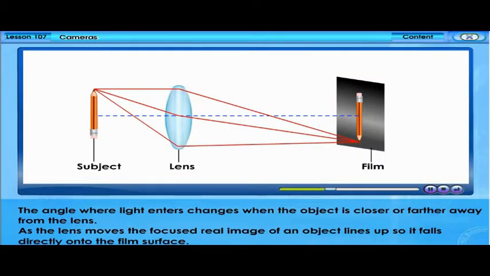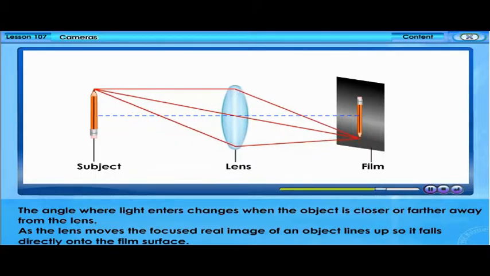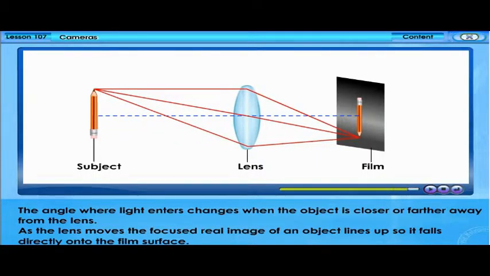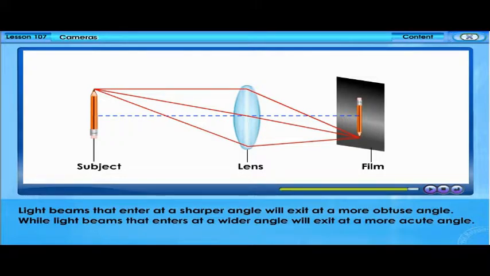The angle where light enters changes when the object is closer or farther away from the lens. As the lens moves, the focused real image of an object lined up so it falls directly onto the film surface. Light beams that enter at a sharper angle will exit at a more obtuse angle, while light beams that enter at a wider angle will exit at a more acute angle.